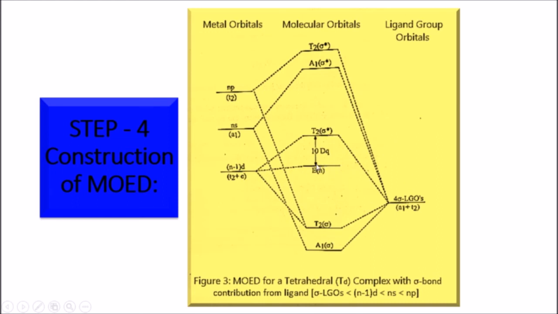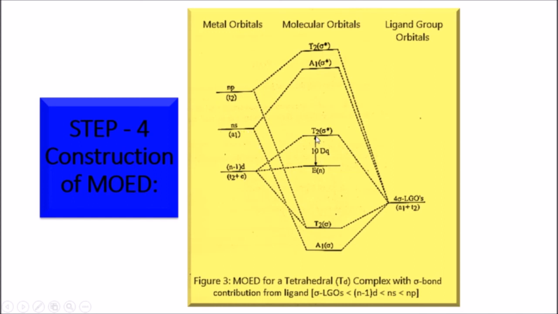Now you can see that since E, that is dz square and dx square minus y square, has no direct interaction with the 4 ligands coming from the planar side, they are not participating in overlapping, hence their energy is quite similar to the energy of the atomic 3d orbital, and they can act as non-bonding molecular orbitals, while T2 is the anti-bonding orbital, and the distance between these two is the splitting energy, which is less compared to the only sigma interaction in an octahedral geometry.